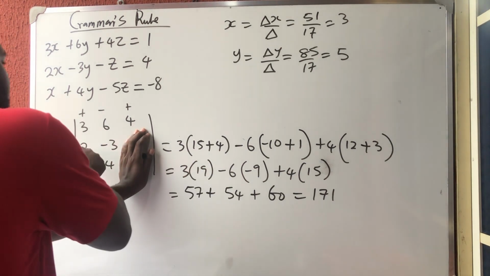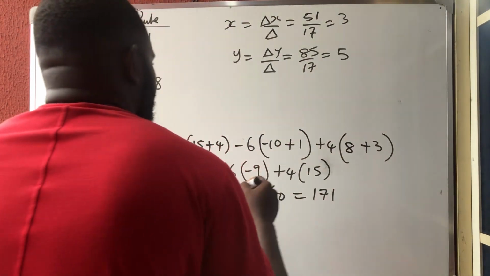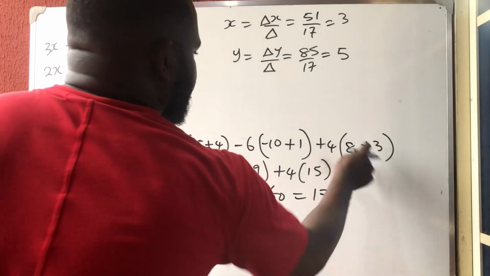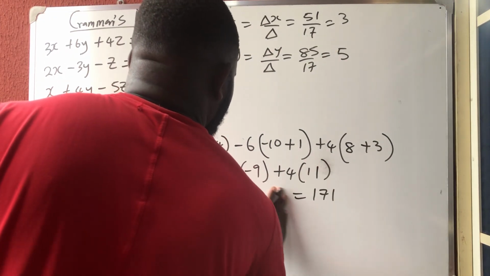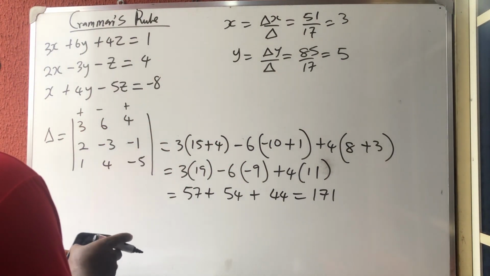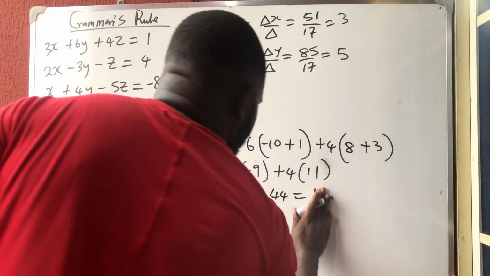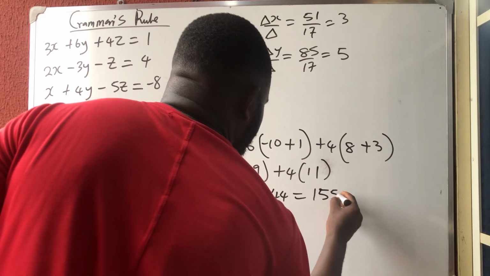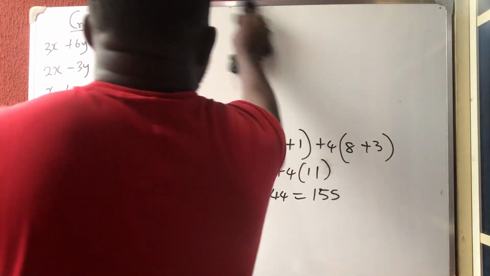I'm closing here. 2 times 4 is 8. Original one, so this plus this is 11, right? This is 11. So here is 44. So let us do that. 57 plus 54 plus 44. So 155. So here is 155. Okay? So the next thing we need to get is change in x.